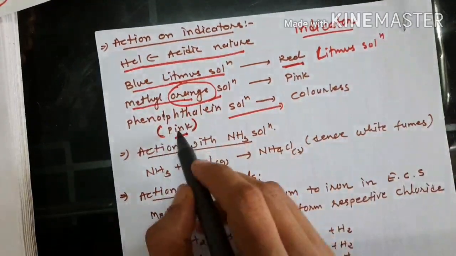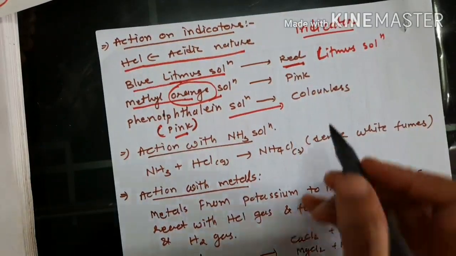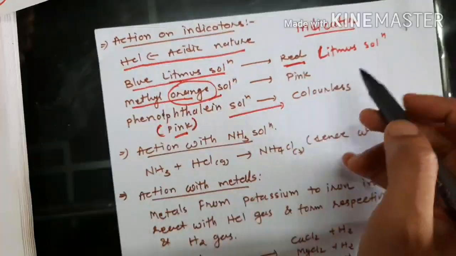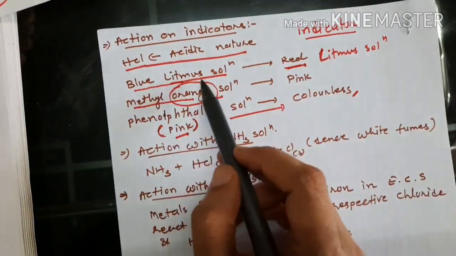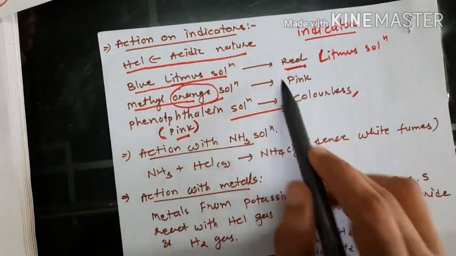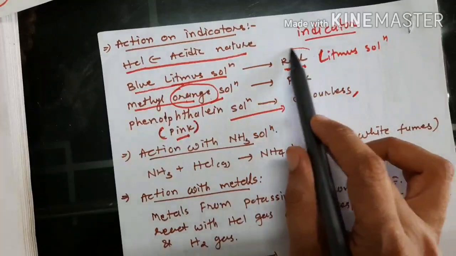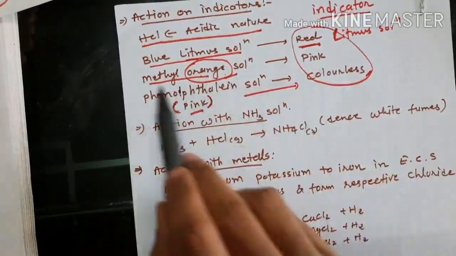Phenolphthalein is pink in color, and it converts into a colorless solution. So this is the action with the indicator. There are 3 indicators: blue litmus solution, methyl orange and phenolphthalein. According to these indicators, the behavior of the HCl solution is like that. You need to remember this for short questions.